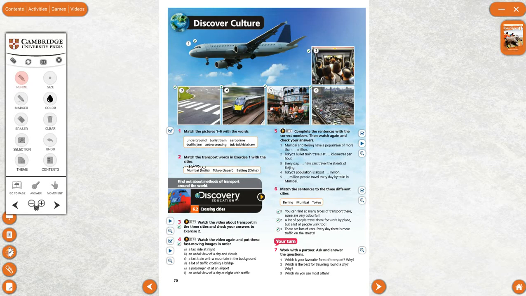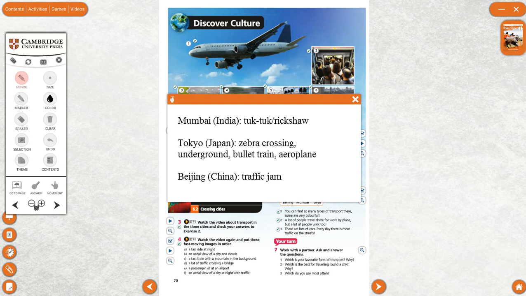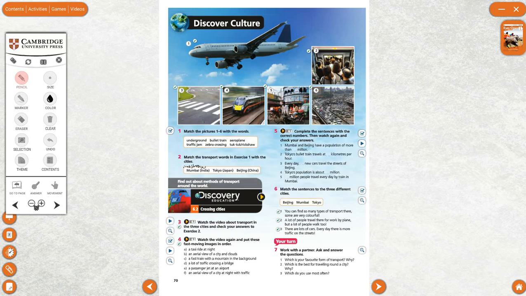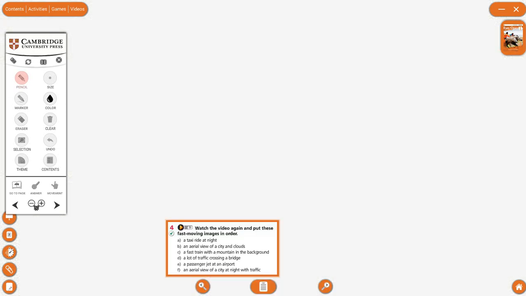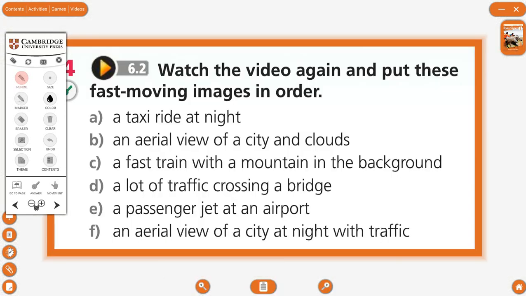Okay. Now we watch the video, and now you can check your answer in the exercise too. Please look at, for example, Mumbai: tuk-tuk, rickshaw. Tokyo: zebra crossing, underground and bullet train and aeroplane. Beijing: traffic jam. Please write the answer near the cities. Okay, I pass this exercise. Look at exercise 4, please. Watch the video again. Put these fast-moving images in order.